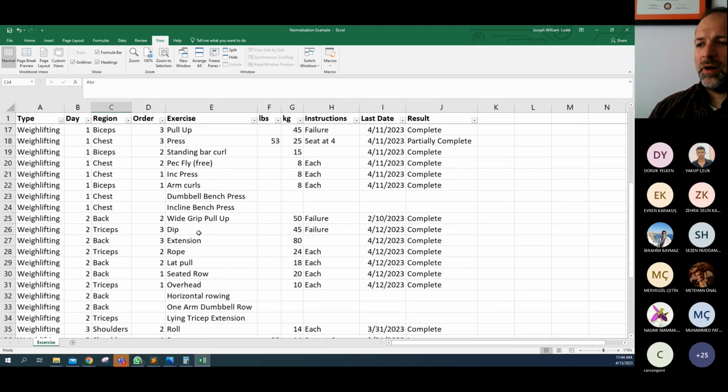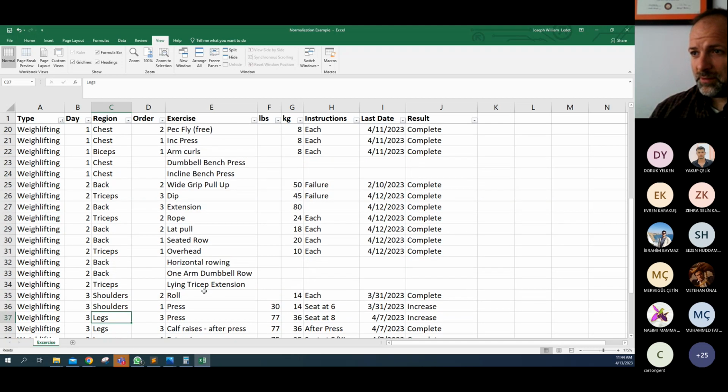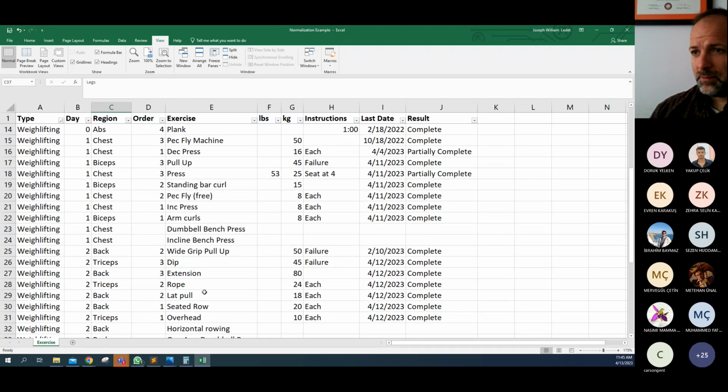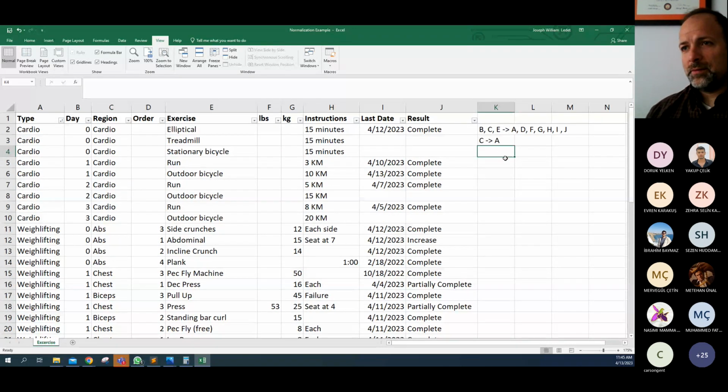Okay, the only problem with that is this right here, right? Press could be shoulders, press could be legs. And I think it also could be chest. Yeah, press could also be chest. So now E does determine A. We could say that. Yeah, we could say E determines A.